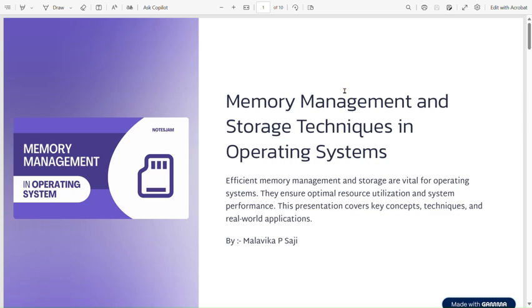Today we are going to discuss the topic memory management and storage techniques in operating system. Memory management is the process of efficiently handling a computer's main memory, which is RAM. It allocates memory to programs, frees it when not needed, and ensures no process interferes with another. Key techniques include paging, segmentation, and virtual memory, which help in running large applications smoothly and securely.